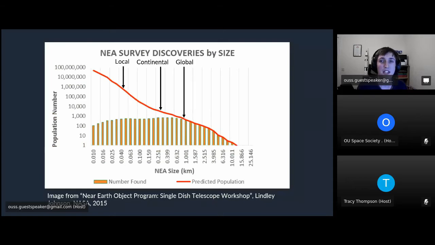So if we put this back into context on the graph from earlier, as I mentioned before, we see that we've probably got all of the global effect impactors and probably most of the continentals by this point. Like I said, this plot is a bit old. But the majority of those that would cause local to regional devastation, we quite simply don't know where they are. And we don't know if there is one with our name marked on it already.